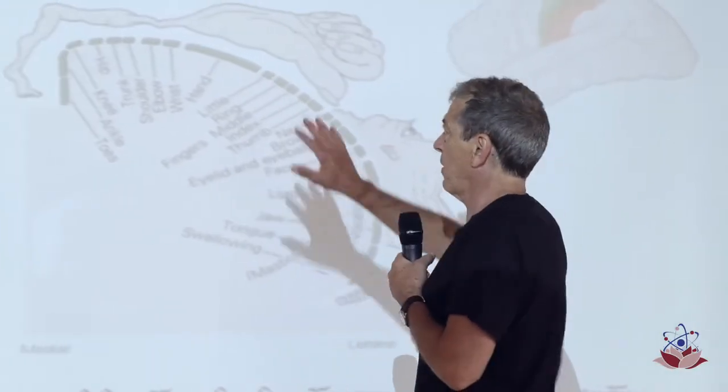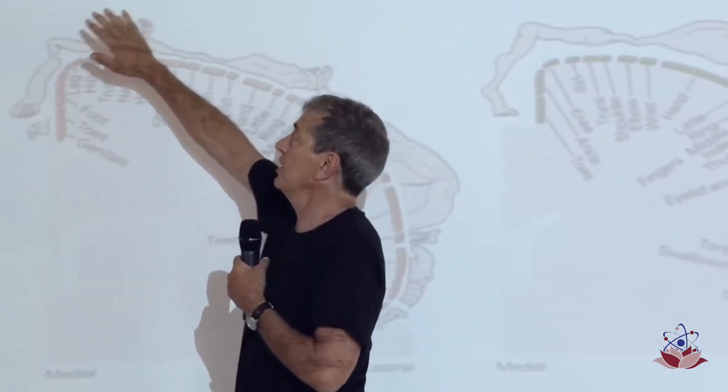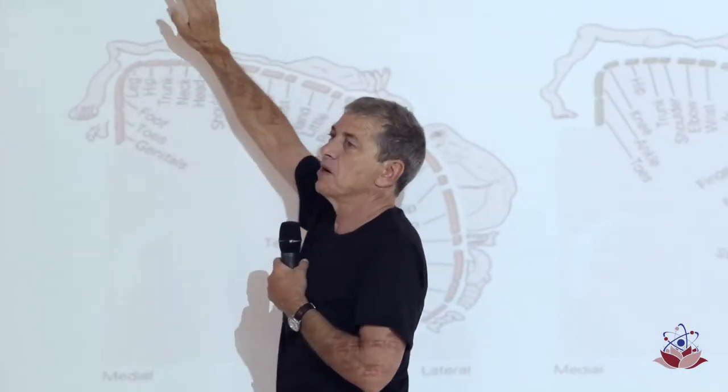Just this part of the map. So it was called a sensory map or homunculus.